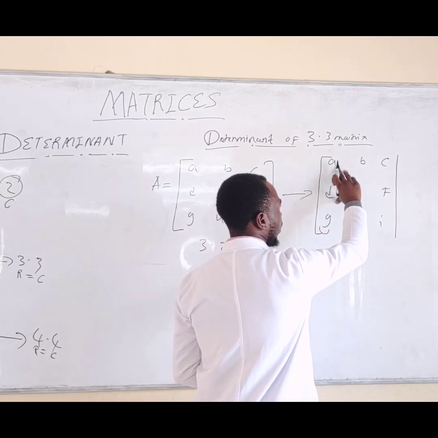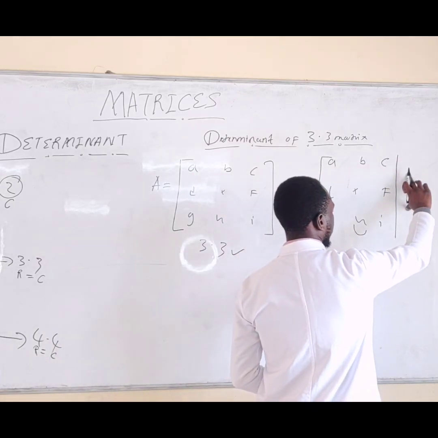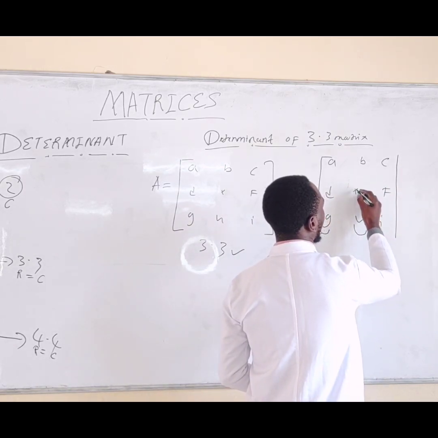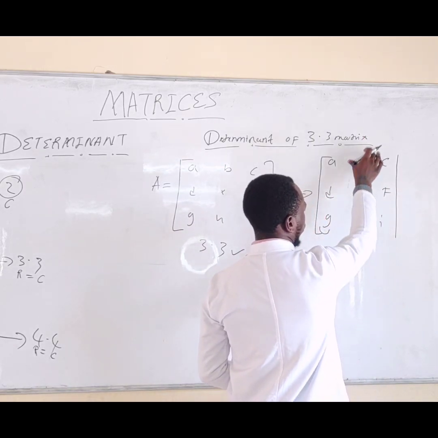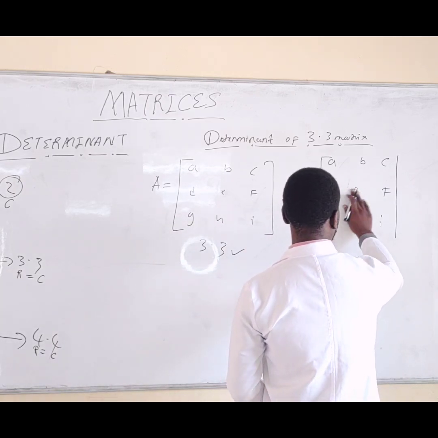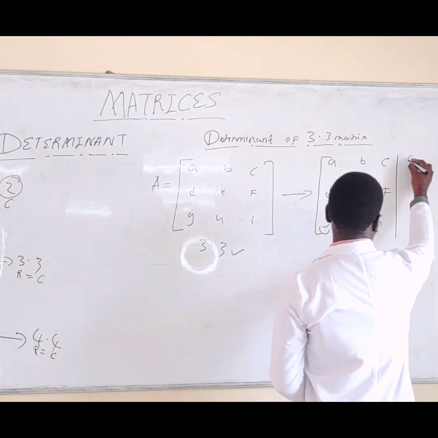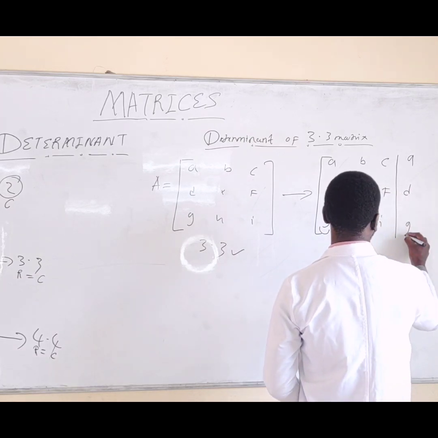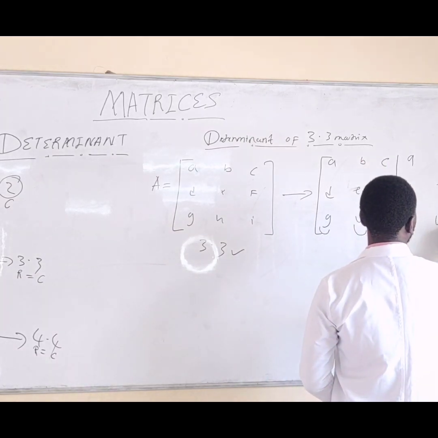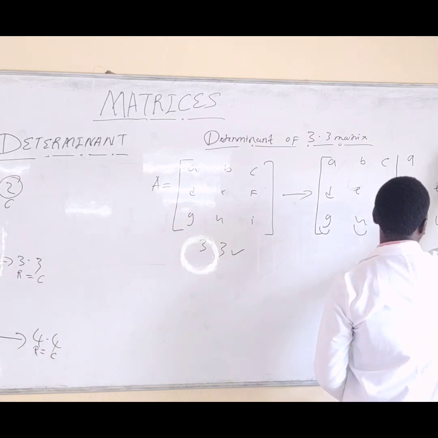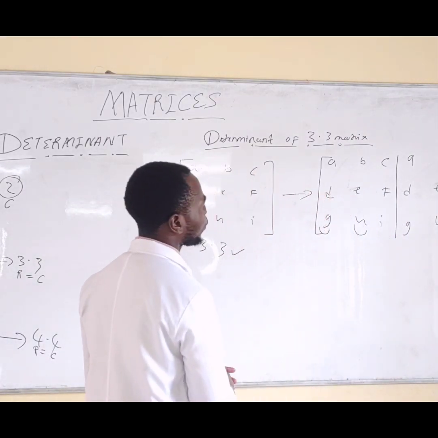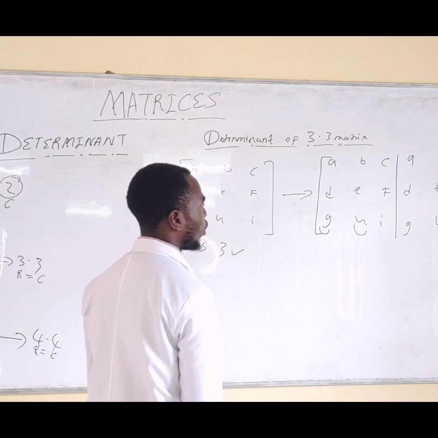Just copy and paste your first column here, followed by your second column. Our first column here is A, D, G. Our second column is B, E, H. You are going to have something like this. When you do something like this, this is the end of your work.